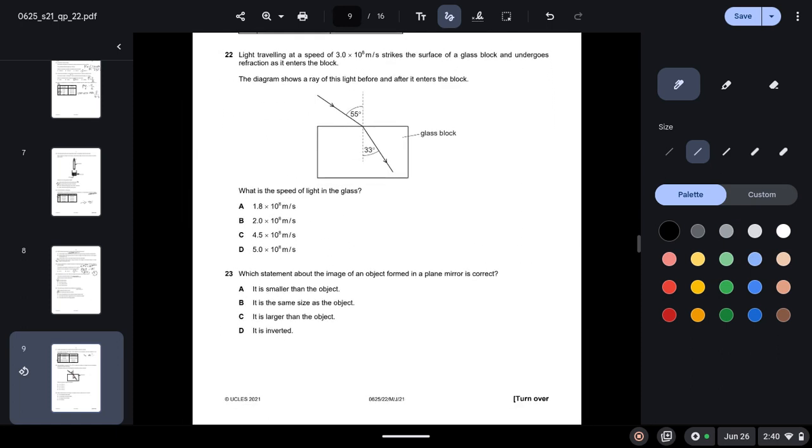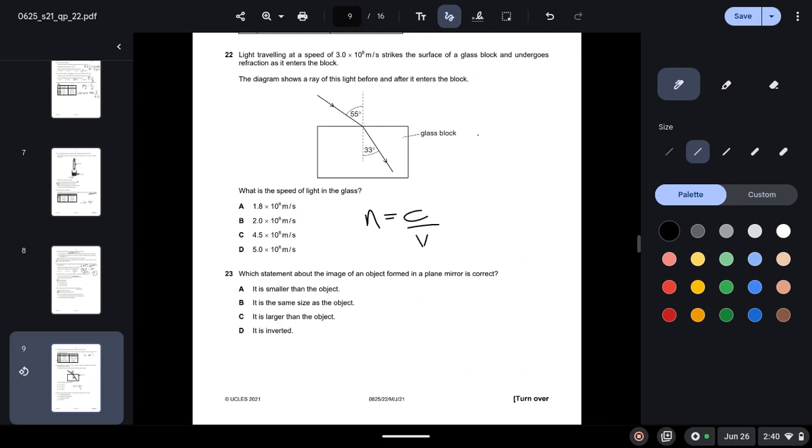Light traveling at a speed of 3 × 10^8 meters per second strikes the surface of a glass block and undergoes refraction as it enters the block. The diagram shows a ray of this light before and after it enters the block. What is the speed of light in the glass? So we know the formula, n equals c over v, where c is the speed of light in air and v is the speed of light in the medium.